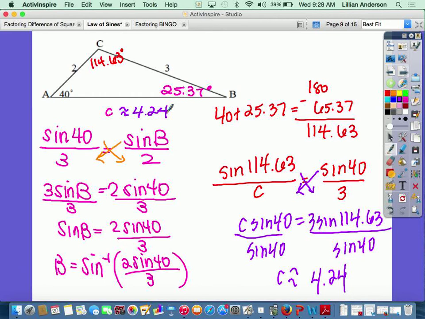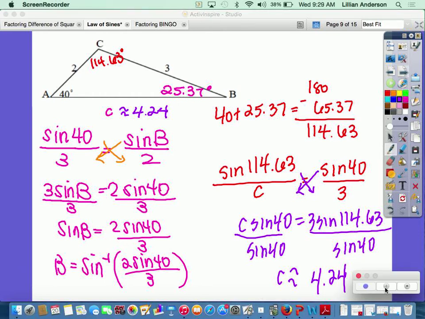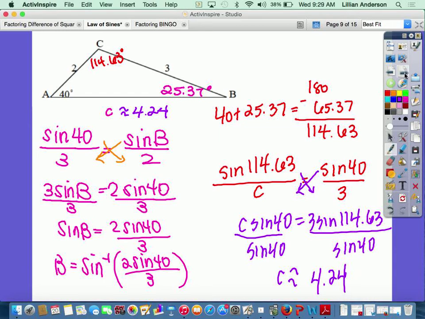Questions? All right. So this is a situation with side-side angle. Now you have to be careful when you have this situation, because you could run into a situation where it's ambiguous, and this is called the ambiguous case.